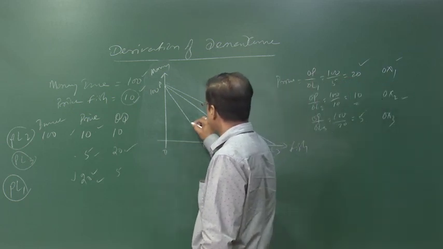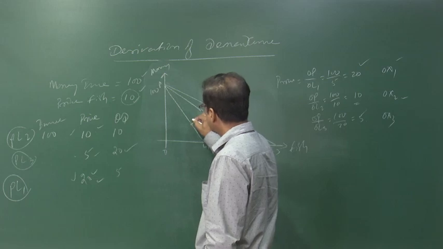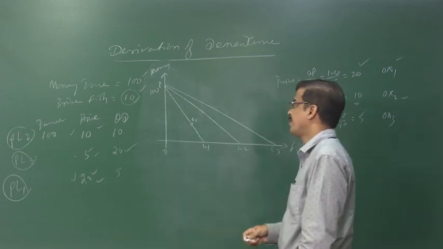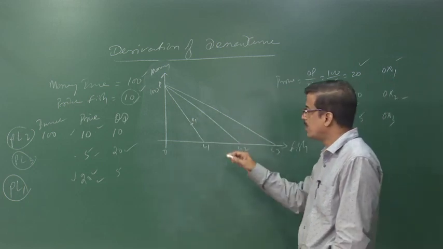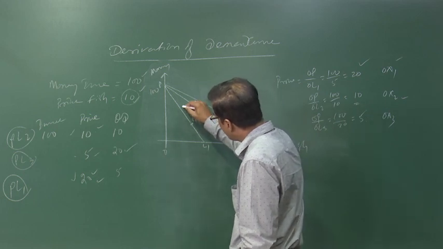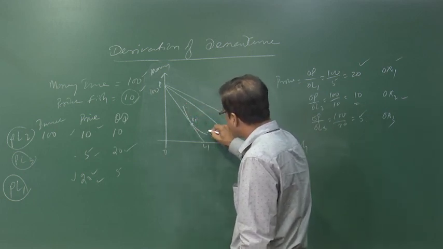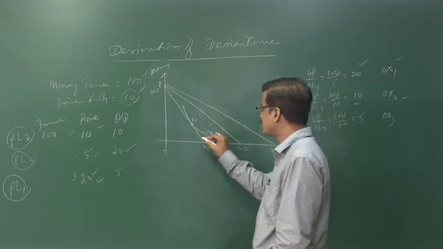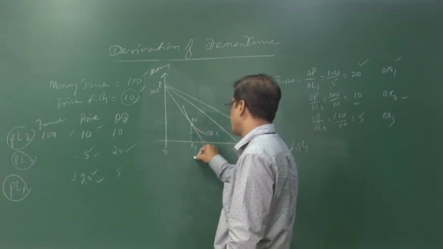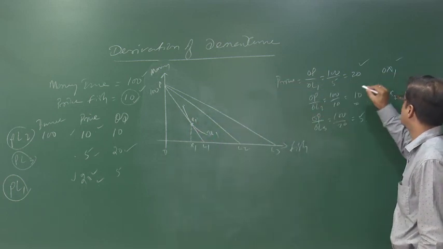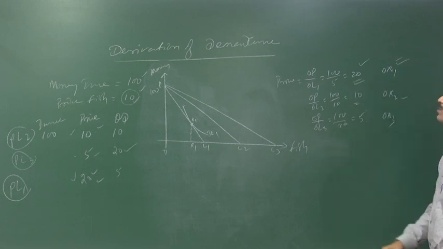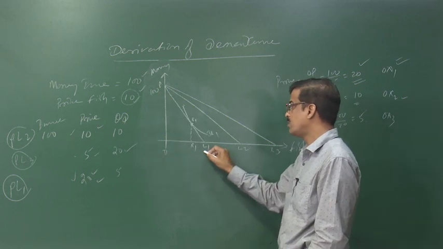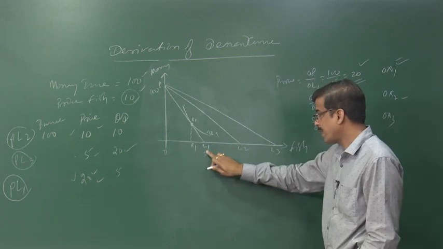Let us take this situation first: the consumer is in equilibrium at the point, let us say E1, where the indifference curve IC1 is tangent to the price line PL1 at the point E1. That means the consumer is consuming OX1 unit of the product. At what price? For OX1 unit of product, the price is 20. How is it so? Because OP by OL1, OP is 100, and OL1 we know is 5.